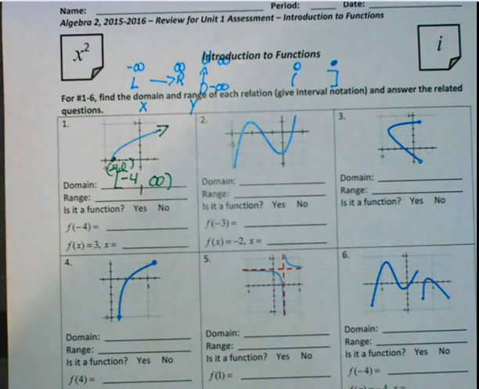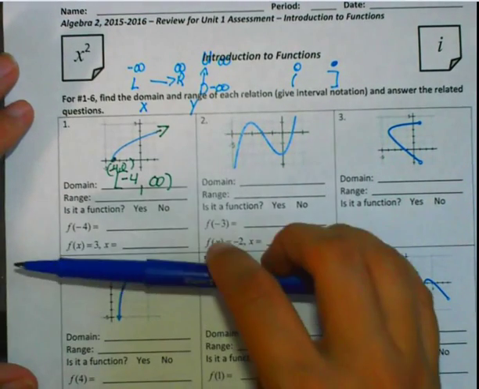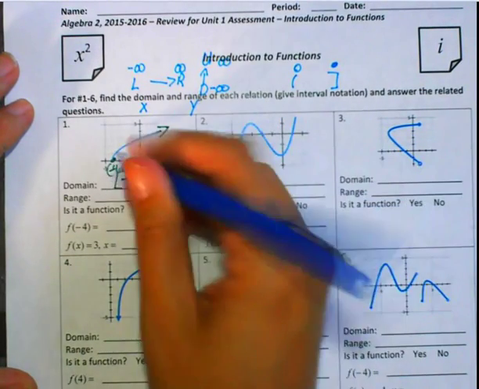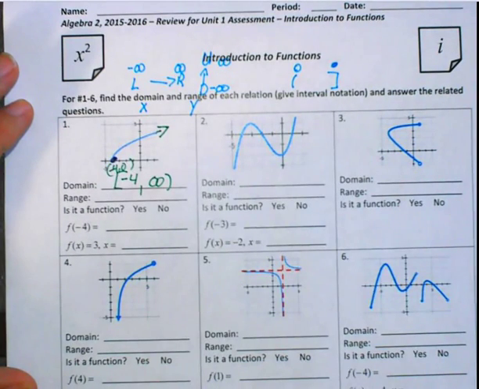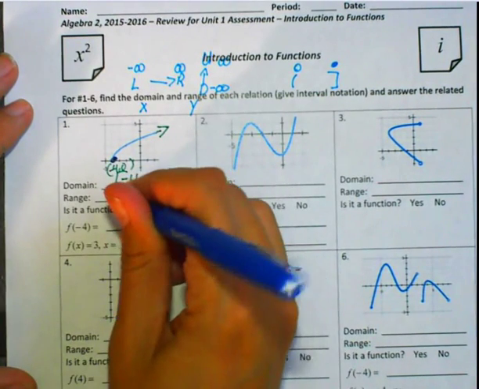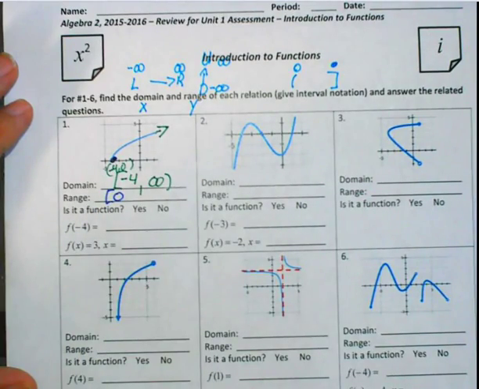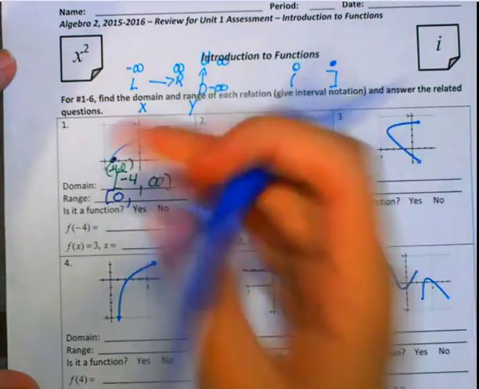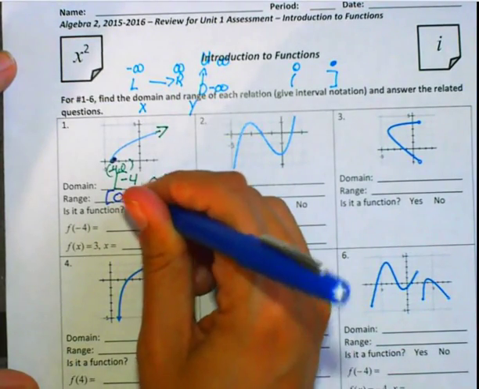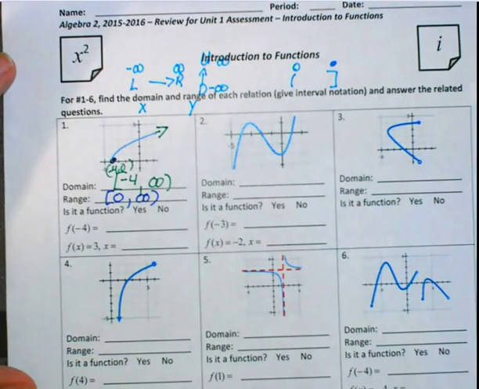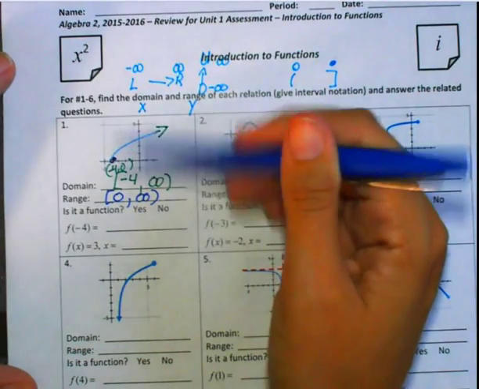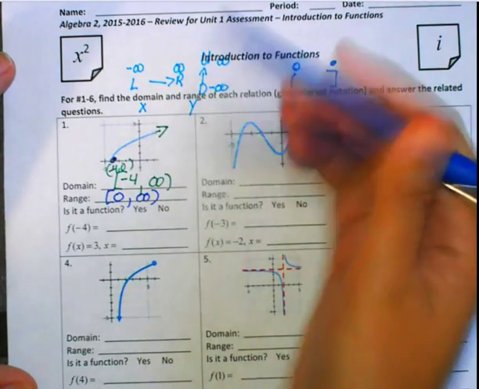All right, let's take a look at the range. So for the range, we're going to start down here and move our way up. Notice again that we have this starting point, but now we care about the y value. The y value there is 0, and again a bracket, because we're going to include that. Then we keep moving up, and it goes up to positive infinity, and we use a parenthesis with positive infinity. So there's our domain and range. If we do a vertical line test here, we can see that yes, this is a function.